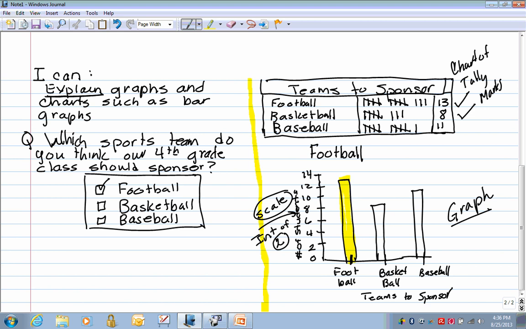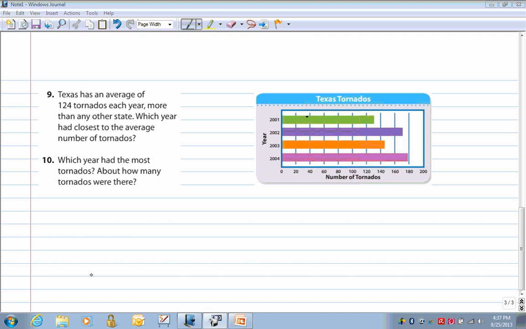We could also explain from the graph that basketball was the least chosen sport because 8 students chose basketball. I'm going to pause so you can draw your graph and write your notes.